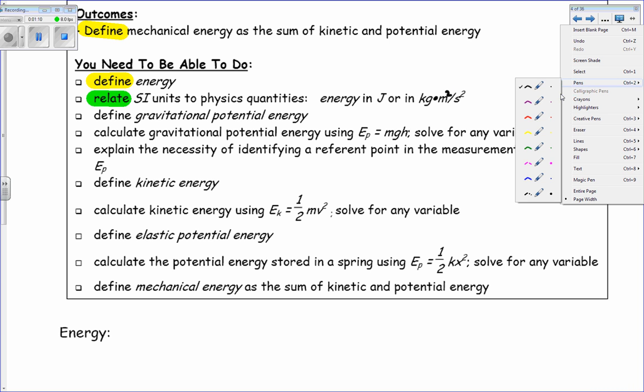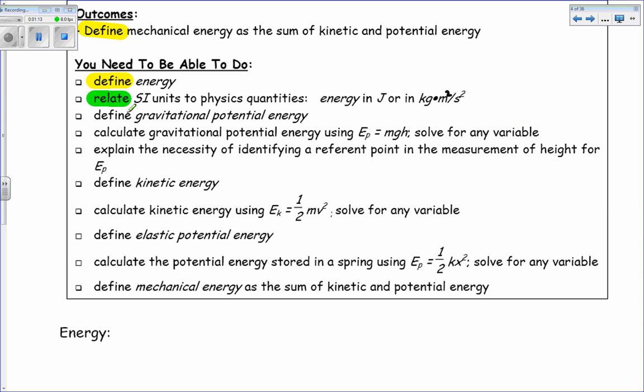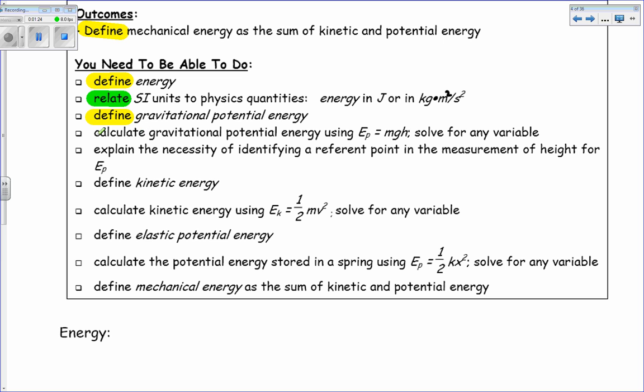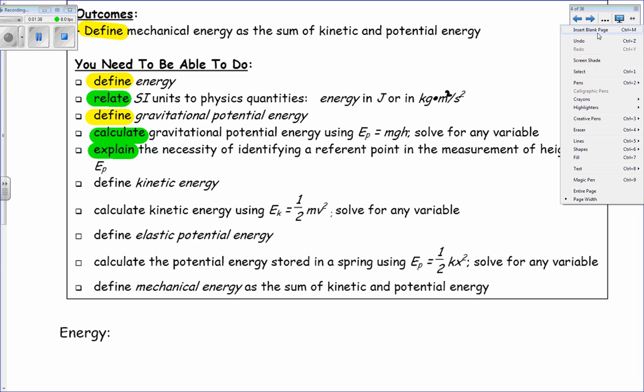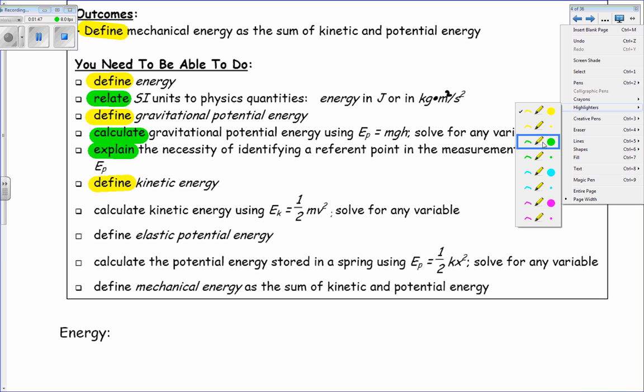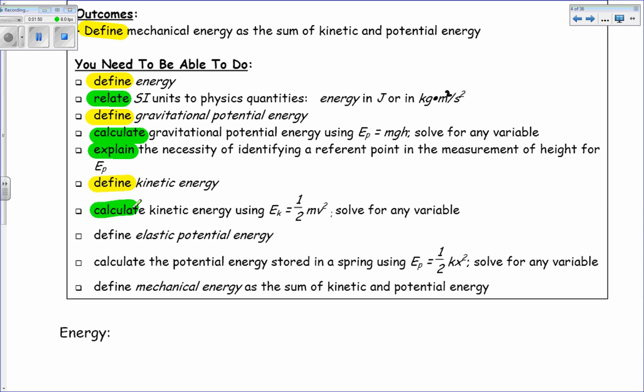You want to be able to define potential or gravitational potential energy, calculate gravitational potential energy using EP equals mgh, and explain the necessity of identifying a reference point in the measurement of height for potential energy. Define kinetic energy, and calculate kinetic energy using EK equals 1/2 mv squared.